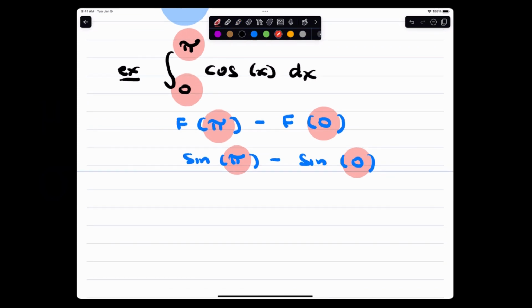However, what in the world is sine pi? What's sine 0? So you're going to say, is that 0 minus 0? It is. So the area under the curve is 0 for cosine from 0 to what? Pi.